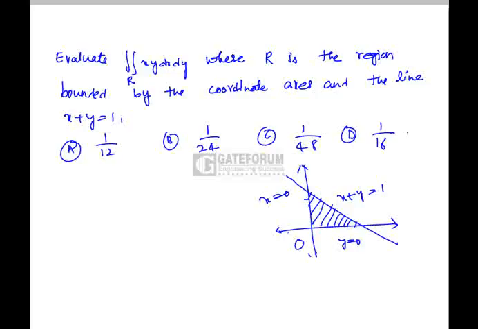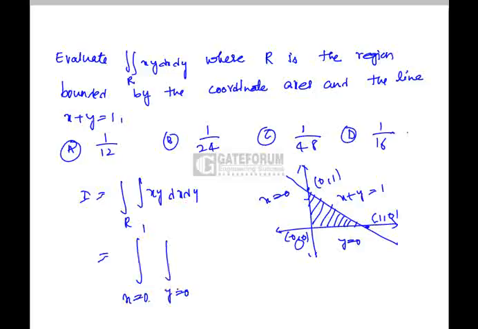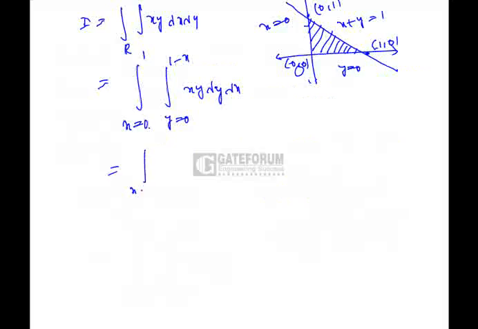Now clearly x is varying from 0 to 1 and also y is varying from 0 to 1. Now the given integral is nothing but the double integral over R of xy dx dy. If I consider x as 0, it is varying from 0 to 1. Now if I consider y as 0, it will vary from 0 to 1 minus x, which is xy dy dx, which can be written as x is equal to 0 to 1, y is equal to 0 to 1 minus x, xy dx dy.